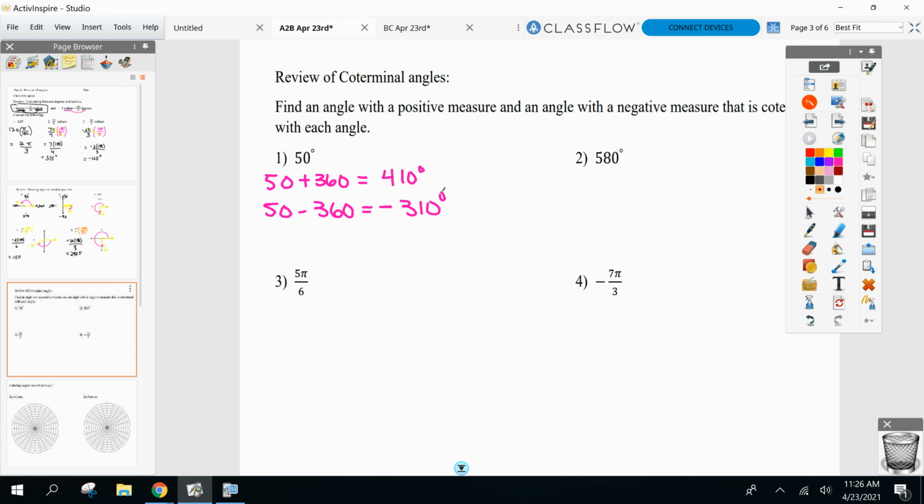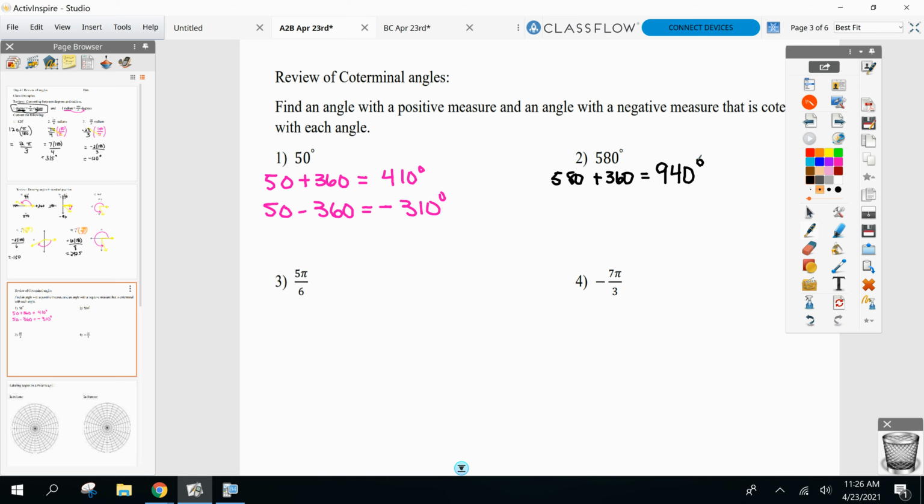All right, 580. You can add 360, that's fine. You want another positive angle? Keep adding 360. Well, that's a large one, huh? 940. So there's my positive angle that's coterminal.